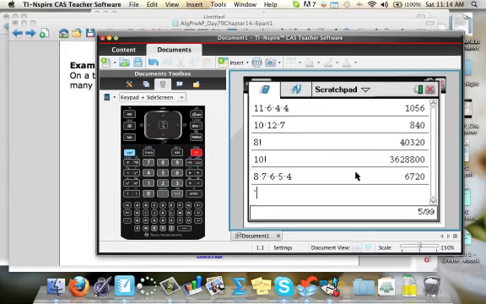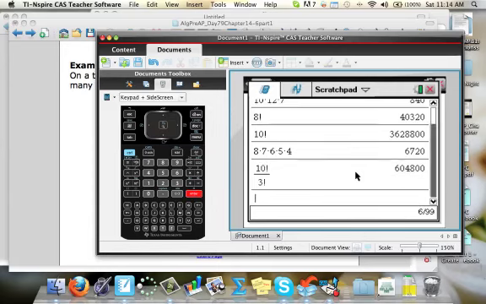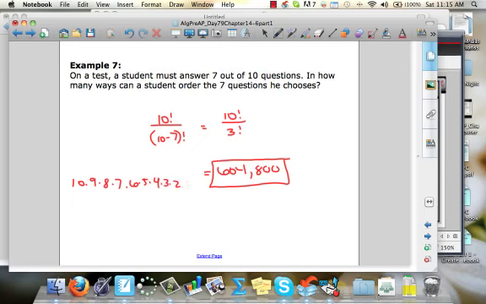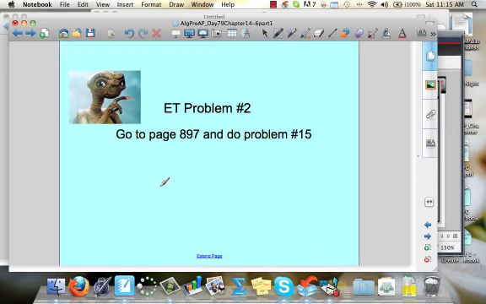10 factorial divided by 3 factorial. And that's 604,800. Okay, but what's kind of neat about this is if we look at it all expanded, 6, 5, 4, 3, 2, 1, divided by 3 times 2 times 1, these 3 cancel out with these 3. And then you can see that it's just the first 7 that we will look at. So go to page 897 and do problem number 15 in the book.